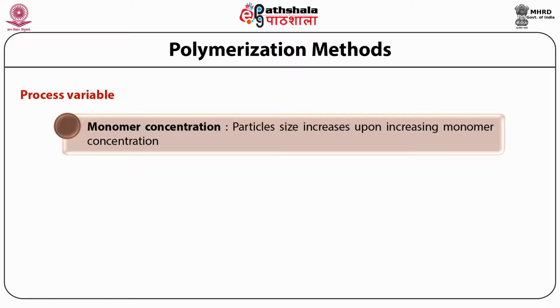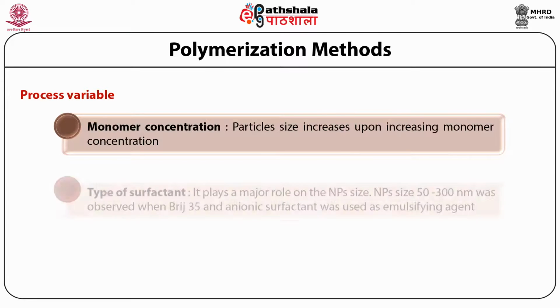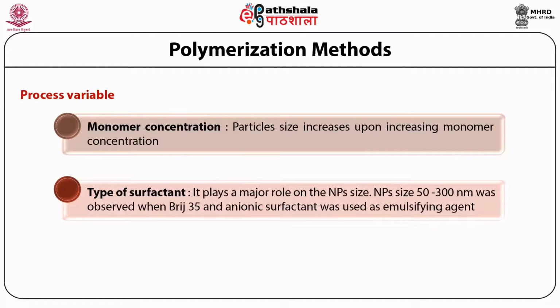Another important process variable is the type of surfactant. It plays a major role in nanoparticle size. Scientists have reported a nanoparticle size of 50 nanometer when Brij 35 was used as the emulsifying agent, while it was found to be 300 nanometer when any other anionic surfactant was used as an emulsifying agent.